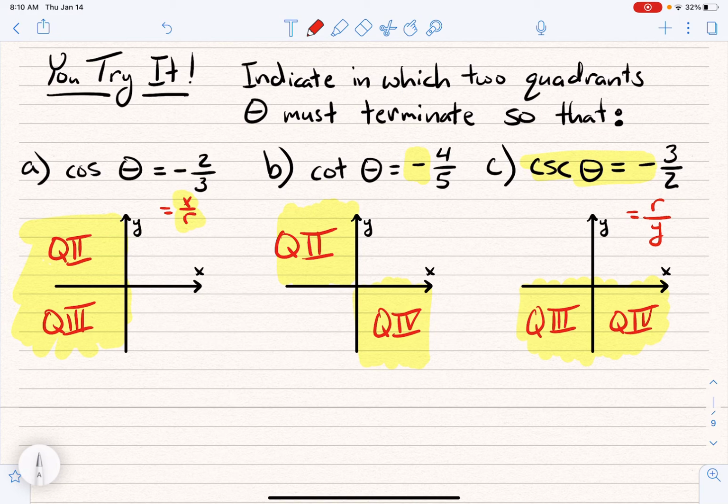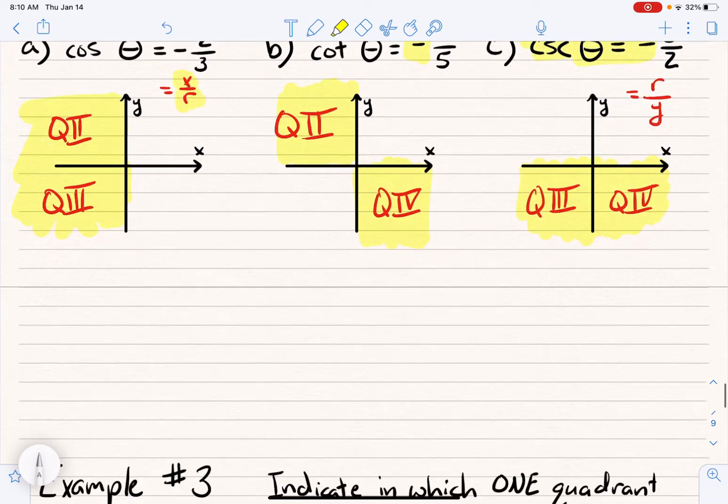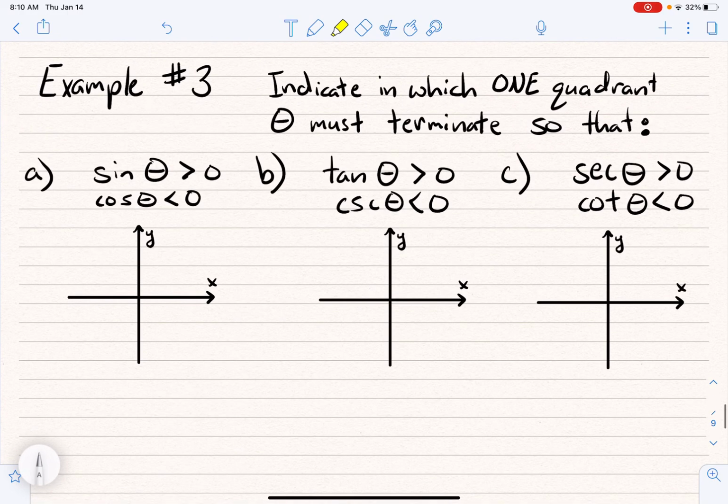All right, here's what we're going to do. Here's the last thing we're going to look through today, and that is we're going to do one more example. I'm not going to have you try it, so I want to make sure you understand this example as we do it.